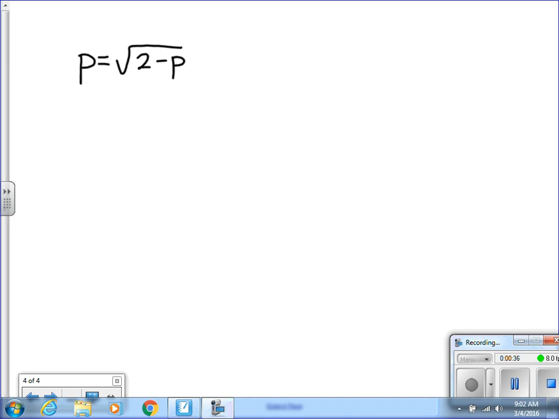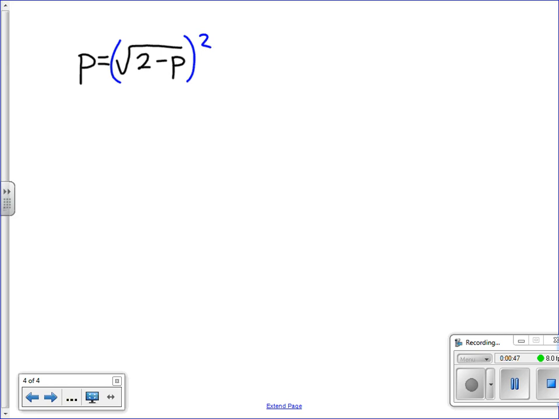How would I solve this problem? Square. Yeah, the radical has been isolated. The radical's isolated. It's ready to square. So, square and square. I have p squared equals 2 minus p. Does anybody know what to do now? Add p? Okay, I can do that. What now?